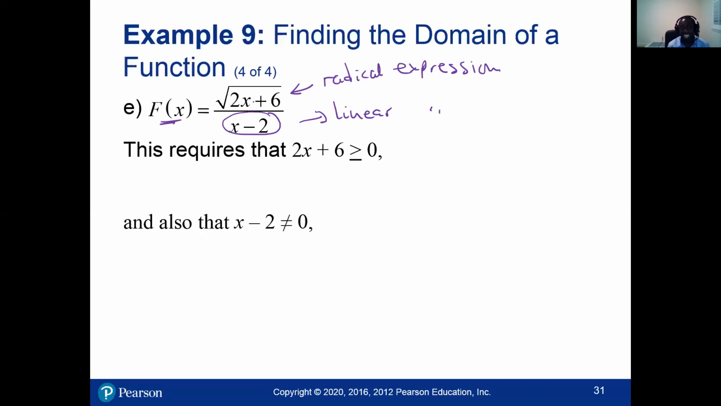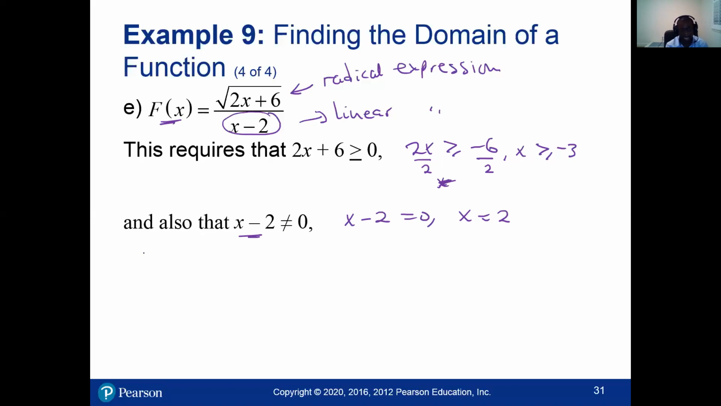So to find the domain, we require that the numerator, what is under the radical sign, must be greater than or equal to 0. Now, if that's the case, we have 2x greater than or equal to -6, and then we divide both sides by 2, and we have x greater than or equal to -3. And then, of course, because it's a rational function, the denominator must not be 0. So we pick that, set it to 0 and solve, so it will exclude those values. We have x minus 2 equal to 0, and so x is equal to 2. If x is equal to 2, it is undefined.